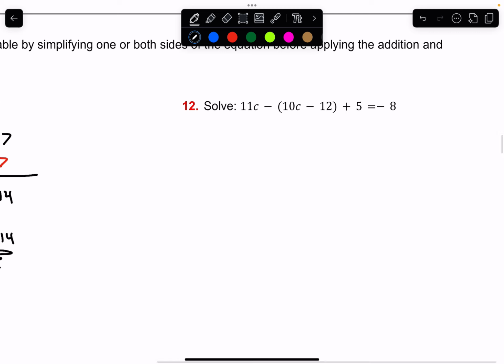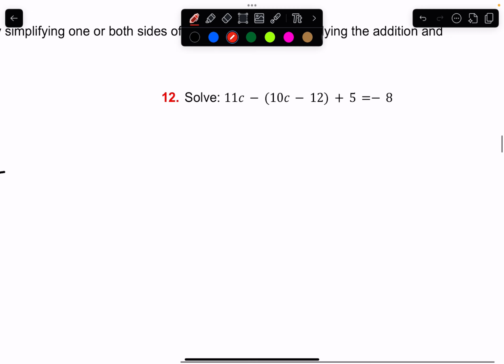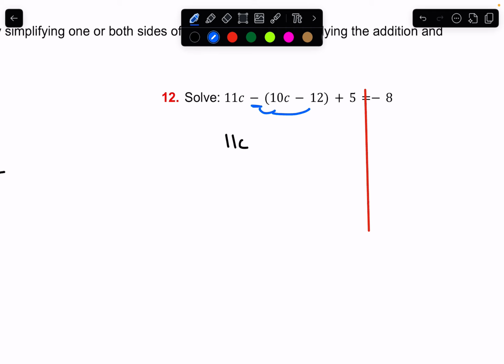Okay, number 12. Same thing, just a little bit more to do here. So I'm still going to start by drawing my vertical red line. But this time I have to do the distributive property. This negative sign needs to get distributed before I can really do anything else. So the 11c I'm going to leave alone. Then that negative sign distributes to give me negative 10c plus 12, because a negative and a negative on that 12 make a positive. I still have a plus 5 there. And then a negative 8 on the other side.